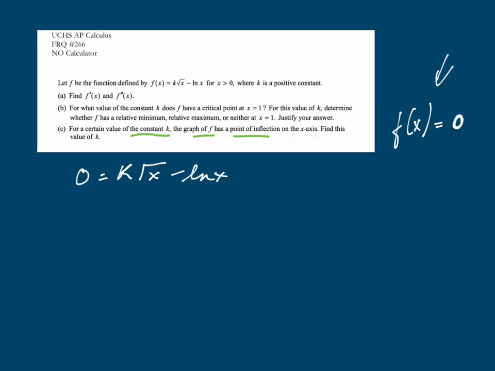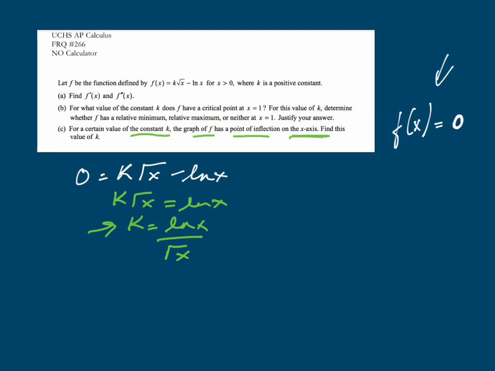By the way, most of the thinking is in that. The point of inflection on the x-axis, okay? And you know what a point of inflection is. It means what's happening on the graph, and it's on the x-axis. So remember that we have k times the square root of x minus ln of x. So k square root of x equals ln of x, and k is equal to ln x over the square root of x. So we just have k. Remember, we don't know what k is, it's any value, so we can't use the 2.